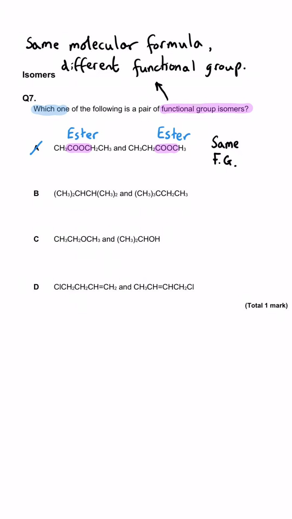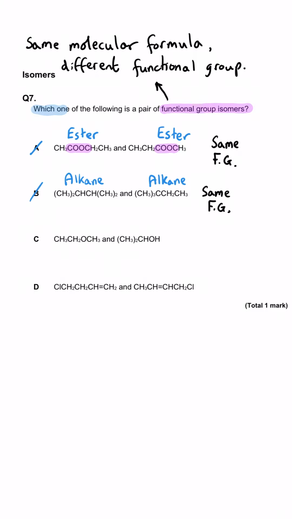For B, if we have a look at this structure, we can see actually that this is a hydrocarbon and all of the carbon atoms have got 4 bonds to 4 different elements. So this is actually just an alkane. And then when we look at the one on the right, this is also an alkane. And so these aren't functional group isomers.